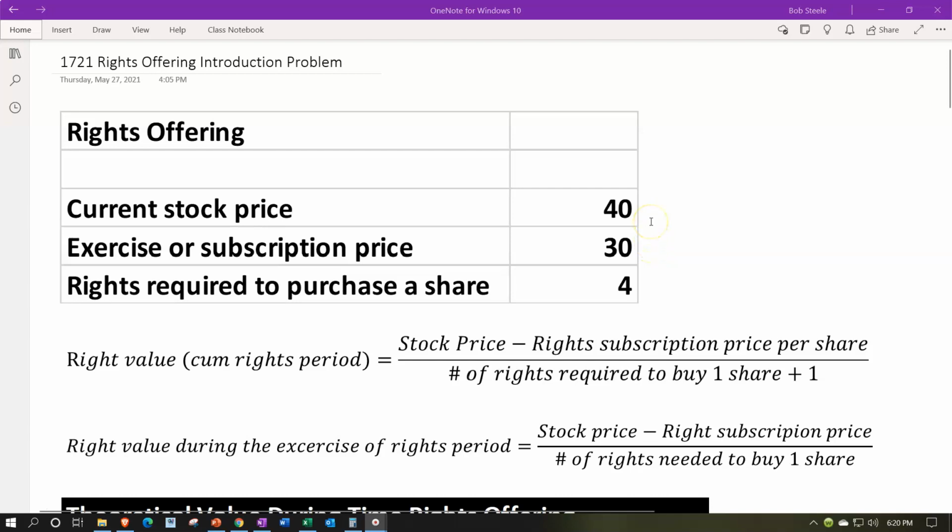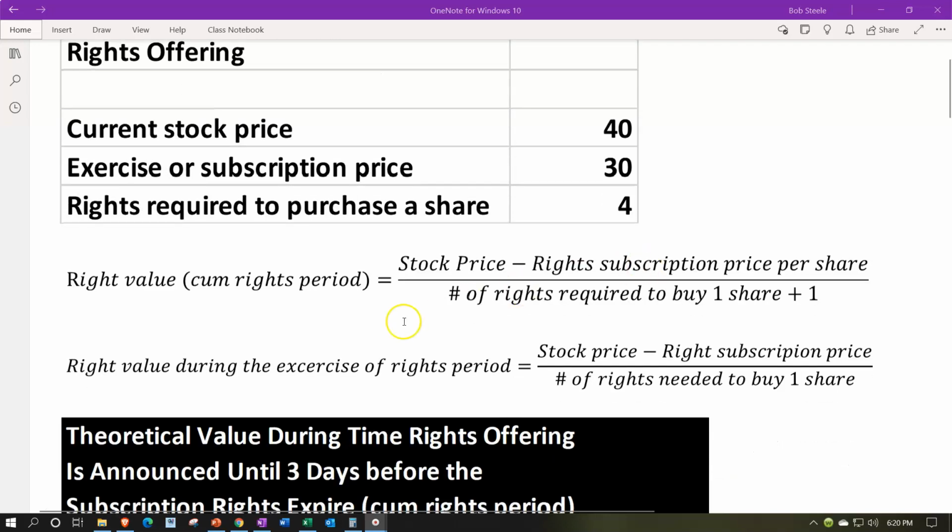Notice it's below the $40 market price before this took place. And they're going to need 4 rights in order to do that. Now, in most of the scenarios we think about, we're going to be thinking that for every share, the corporation offers 1 right per share. So it's going to take 4 rights for them to accumulate before they can take advantage of the exercise or subscription price in order to buy 1 new share of stock. So that's where we stand.